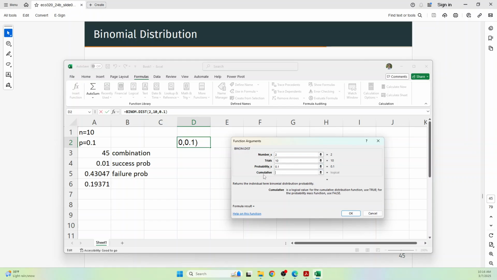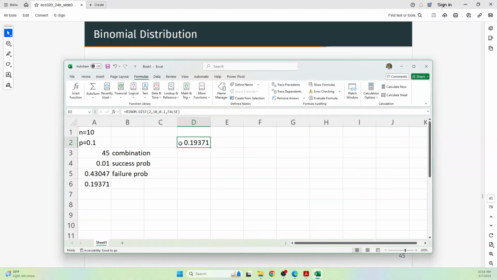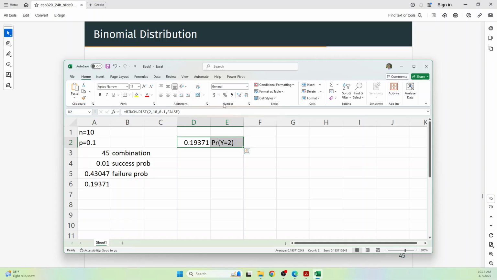And finally, this part is interesting: cumulative. You have to choose either true or false. If you use true, then it will return the cumulative probability, but we are not looking at the cumulative probability. We are calculating the false, non-cumulative probability. Then you get this number. This is the probability that the number of successes equals 2, right? So this is an easier way.